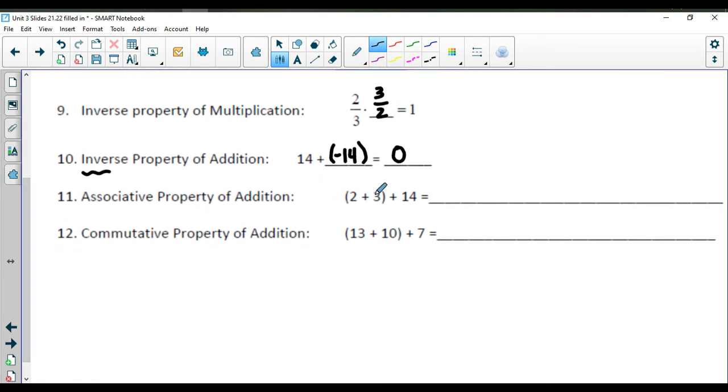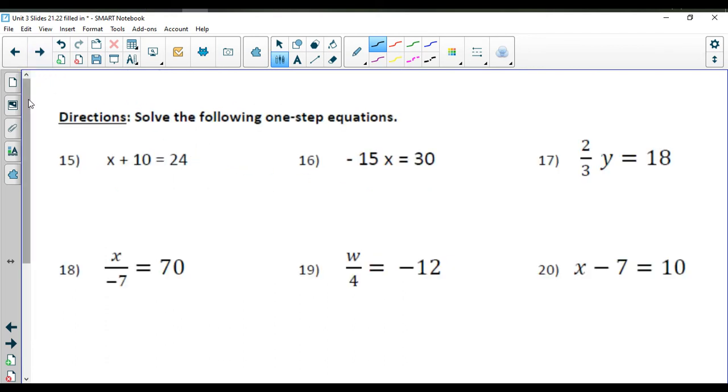The associative property, so it wants me to change the grouping here. Instead of the 2 and 3 in parentheses, I'm going to put the 3 and the 14 in parentheses. Notice I do have to keep 2, 3, 14 in the exact same order. Otherwise, I would also be applying the commutative. Commutative property of addition, this is what it does want me to switch things around. So I could either move the 13 and the 10 and just do 10 plus 13 plus 7, or I could even put that plus 7 out front if I really wanted to.